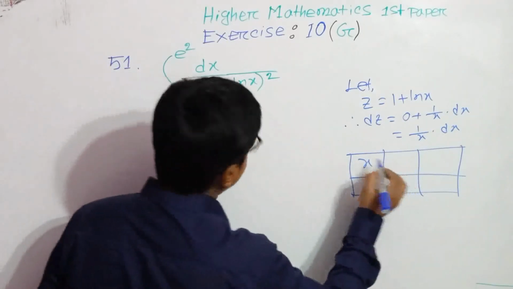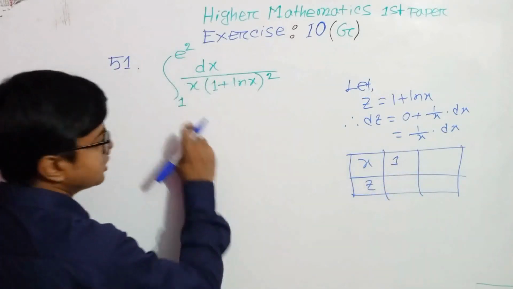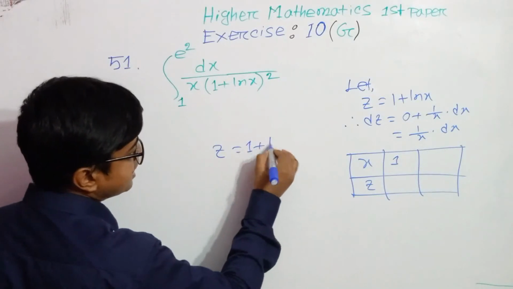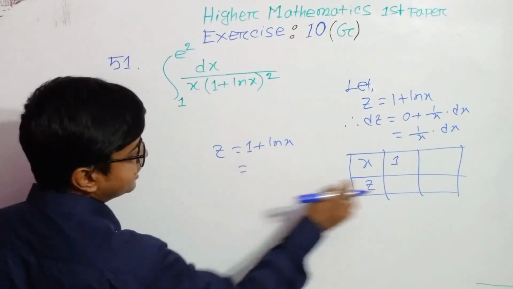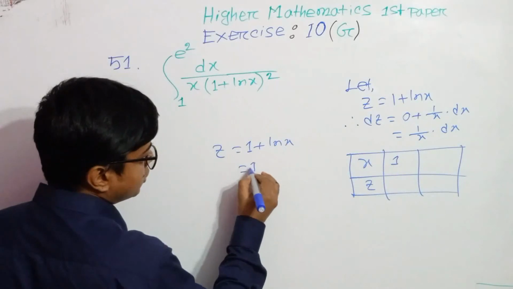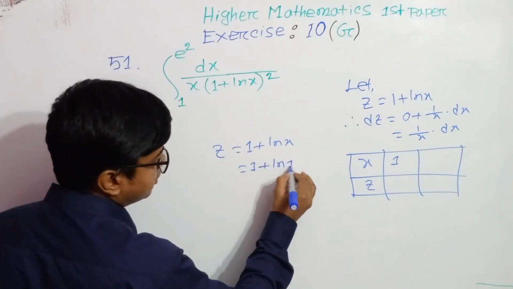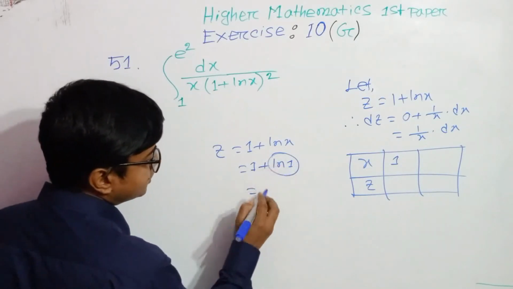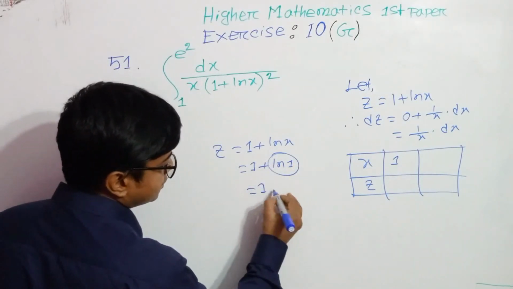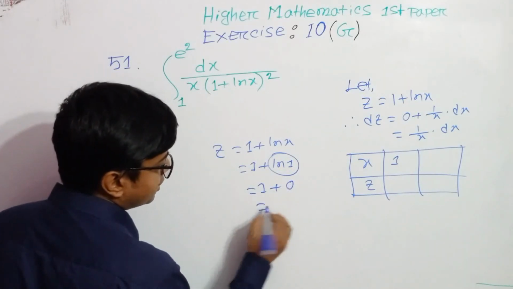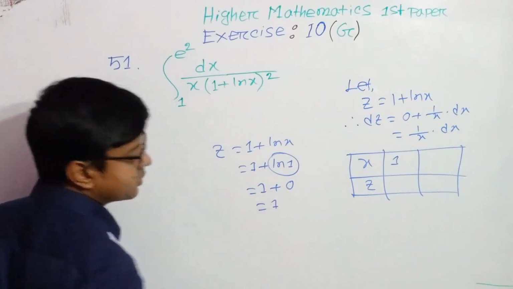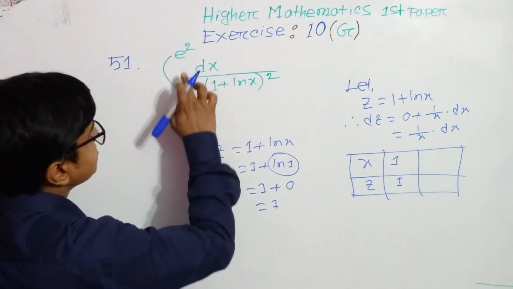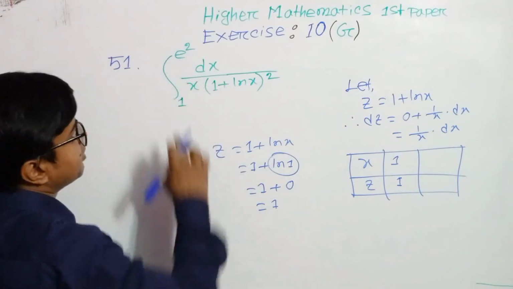When x equals 1, then z will be, look at this, z equals 1 plus ln x, and here x equals 1, so we can write ln 1, and this value is 0, and 1 plus 0 will be 1. So here 1.